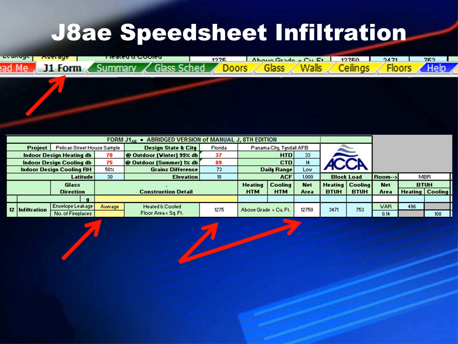Additionally, we want to enter the heated and cooled square footage, which is 1275, and then for 10-foot ceilings, 10 times that is 12,750 cubic feet. And then that will plug in some numbers automatically in blue for us under the block load and for our room. Once we plug in the areas, we'll have it.